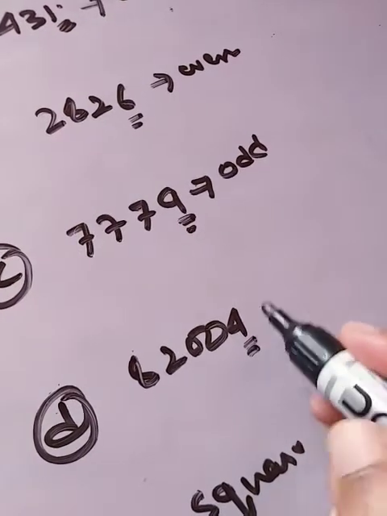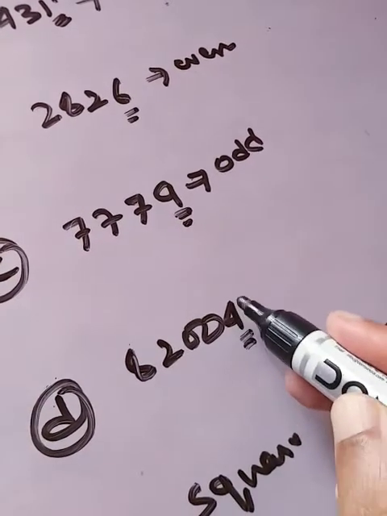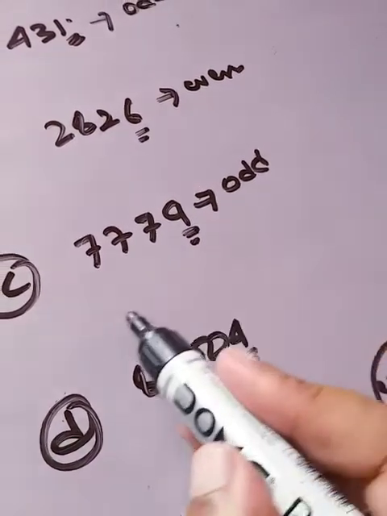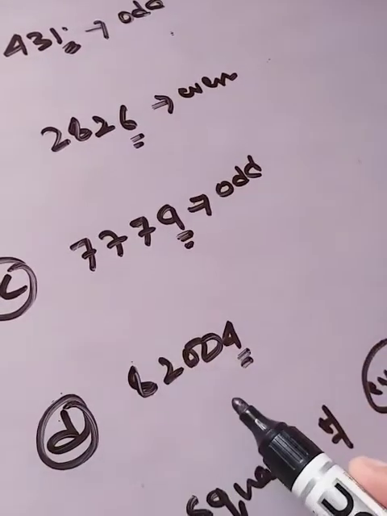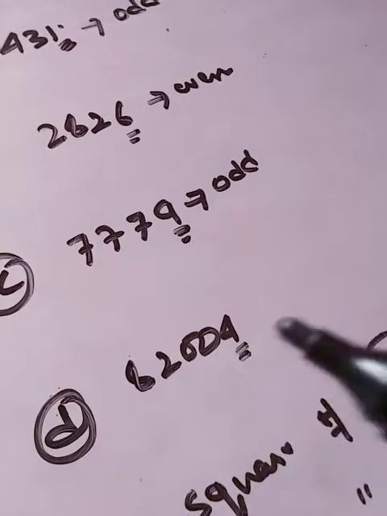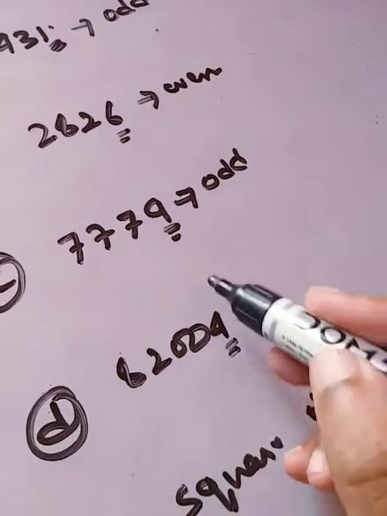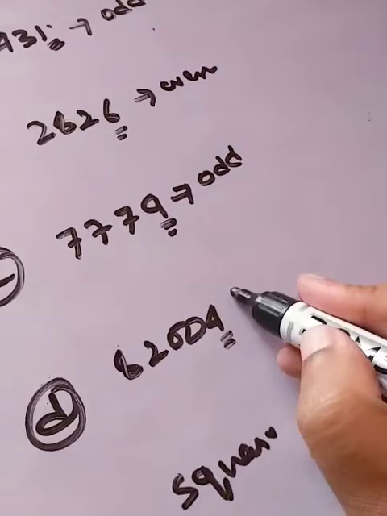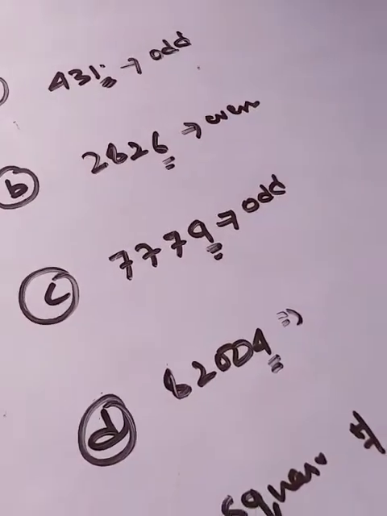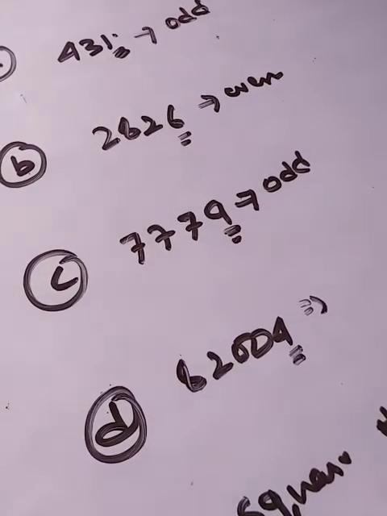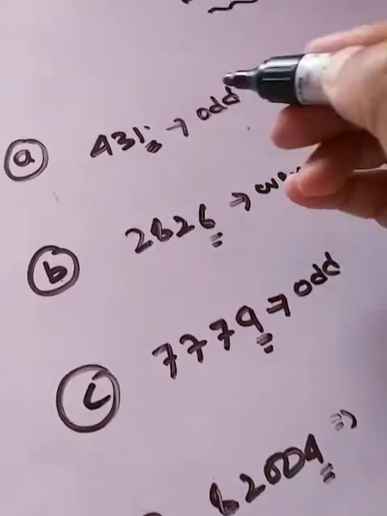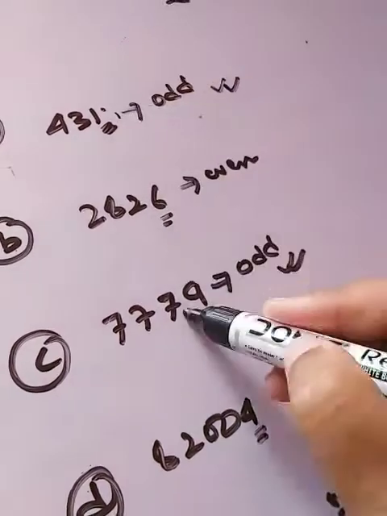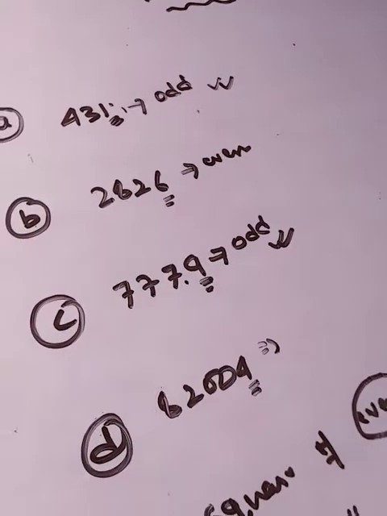Now what about the last digit of the last number? 4. So 4 is divisible by 2, which means the entire number will be divisible by 2. So this is an even number, and the square of an even number will always be an even number. So which numbers will give odd numbers? These are the numbers, all the odd ones. The squares of these two numbers will give us odd numbers.